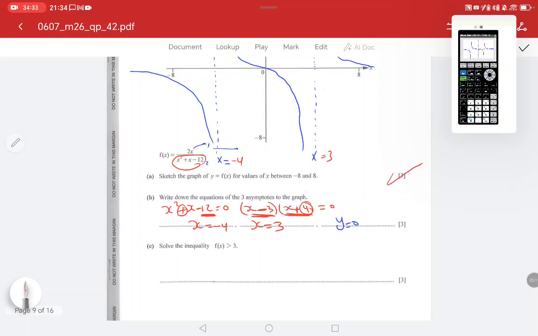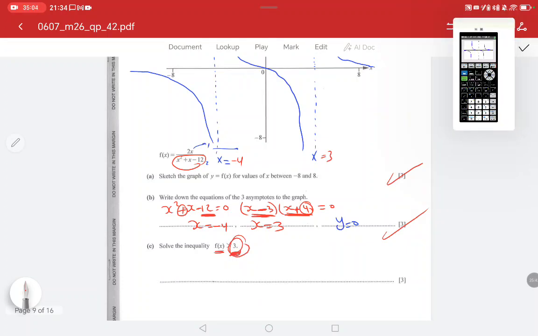Okay, so now sketch the graph. And sometimes you have 6 out of 9 for this, so please do that in the exam. Okay, how about the third type of question? What you will find in the exam: solve the inequality f of x greater than 3. In the exam, you may find f of x greater than another function or another equation. Whatever this equation is, go to the GDC and draw this function, y equals 3.